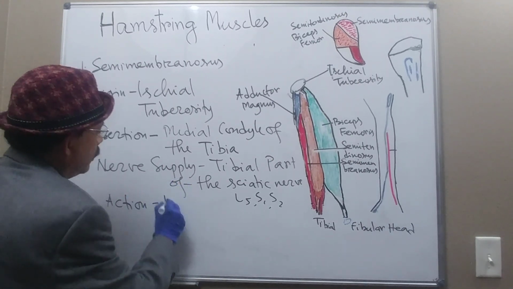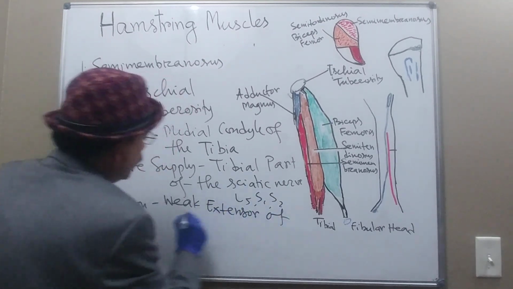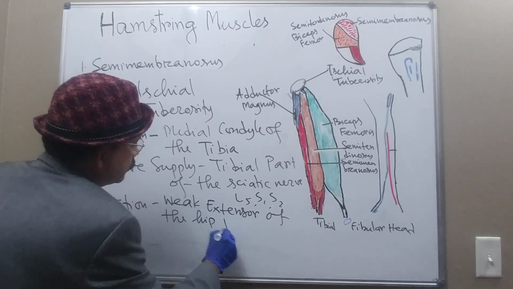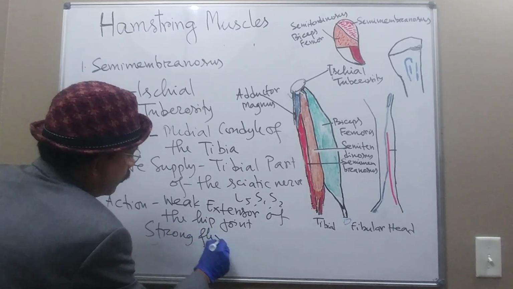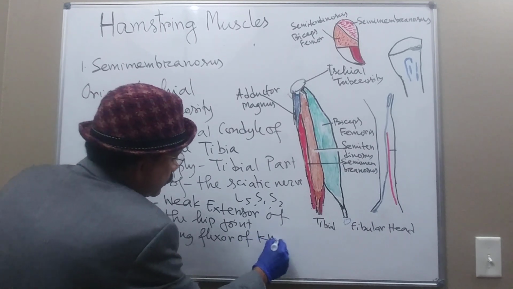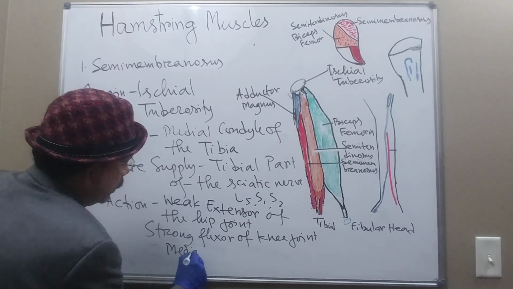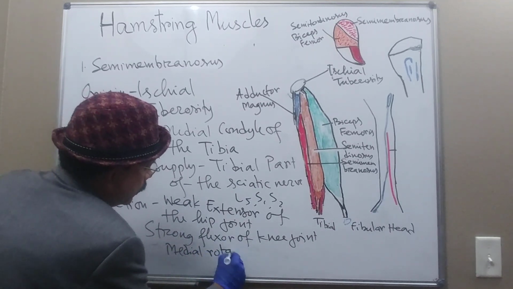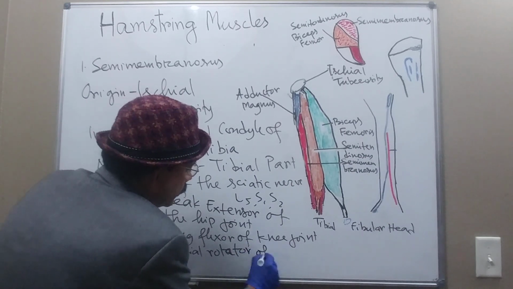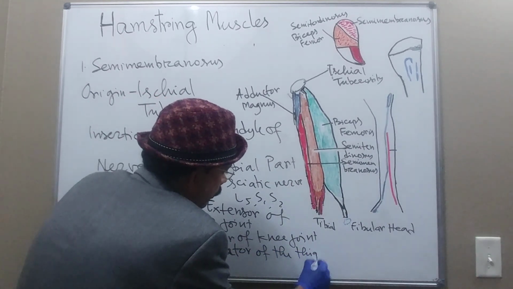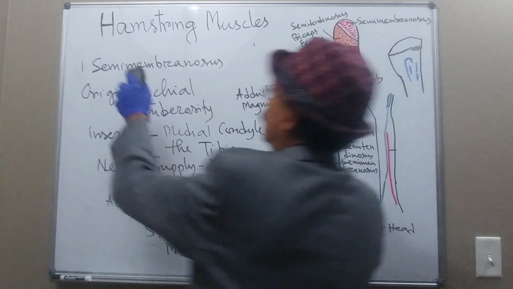Weak extensor of the hip joint, strong flexor of the knee joint, and medial or internal rotator of the thigh. Okay, we got the semimembranosus muscle. Now we go to the semitendinosus muscle.